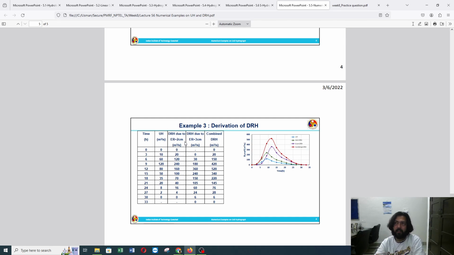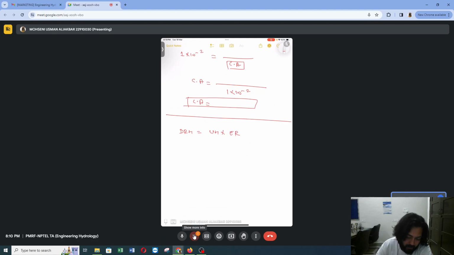When we want to find a unit hydrograph ordinate, we divide by excess rainfall, right? We know this equation: DRH is equal to unit hydrograph into excess rainfall. The relationship here is, if we want to find the ordinates of the unit hydrograph, we need to divide the DRH ordinate by the excess rainfall. So we know this. Now we have been given ordinates of the unit hydrograph and the excess rainfall, and they have asked us to calculate DRH. So we are going to use this equation.